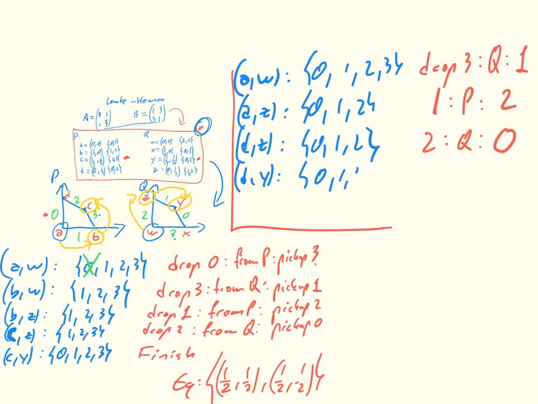And so now we're going to drop 2 from P. And when we do that, we're going to pick 3 back up, which leads us to CY and 0, 1, 2, and 3 as a fully labeled vertex pair, and we finish. And we get the same equilibria doing this. And that's the Lemke-Howson algorithm.